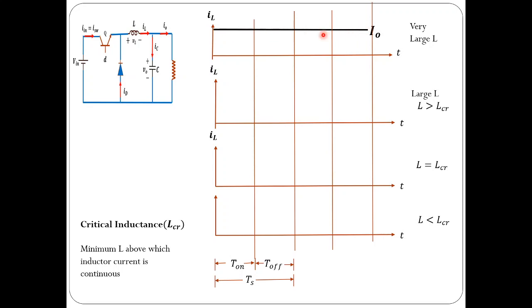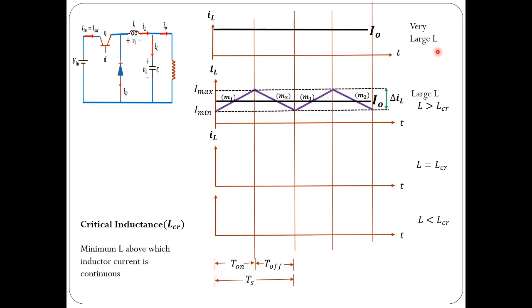Similarly, if you reduce the value of inductance below this, to a certain value which is slightly greater than the critical value of inductance, I will tell you what the critical value of inductance is sometime later. For that value, the inductor current is still continuous, but it has some significant ripple. This value of inductance is also large, but compared to the previous it is less. So as you decrease the inductance, the current through the inductor has more ripple. The ripple content is increasing.